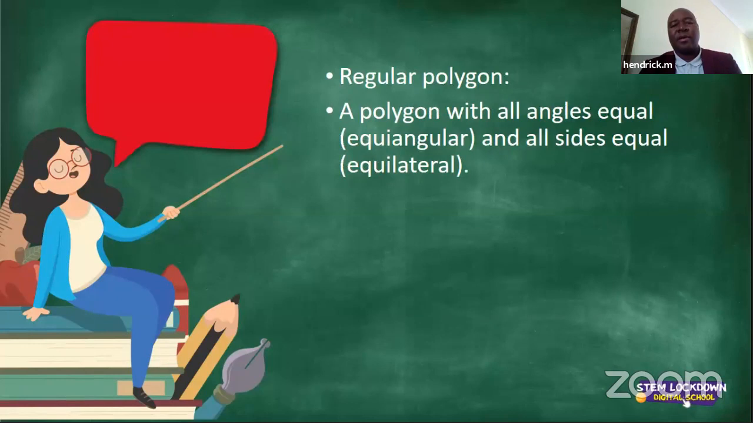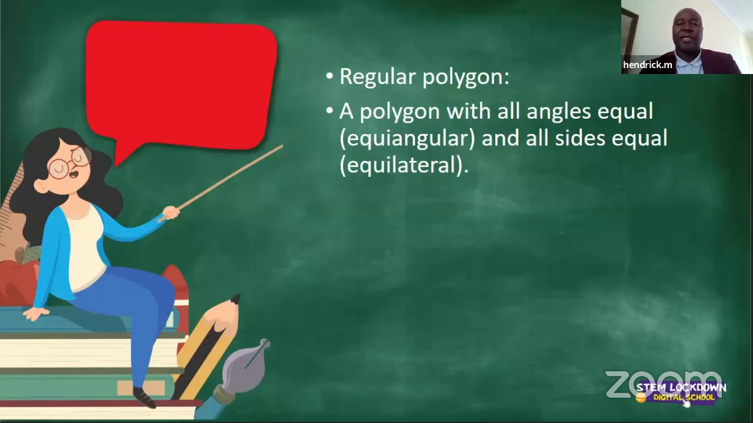And of course, I'm just going to distinguish between polygons. We have a regular polygon and an irregular polygon. That is the lesson of today. And what is the difference? Well, a polygon which has all angles equal, in other words an equiangular polygon, as well as all sides equal, we say equilateral, that kind of polygon is called a regular polygon.